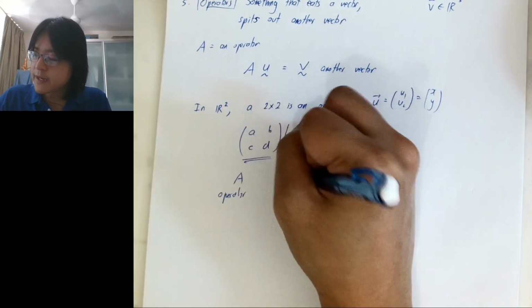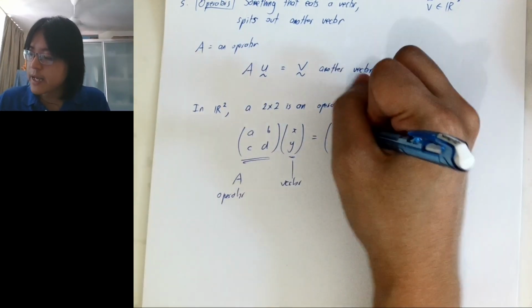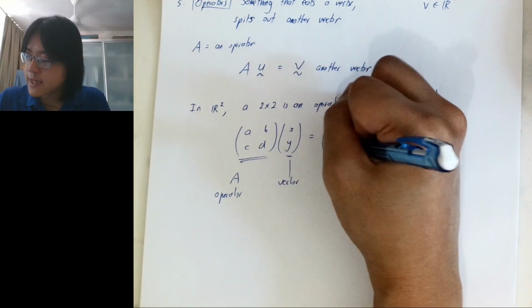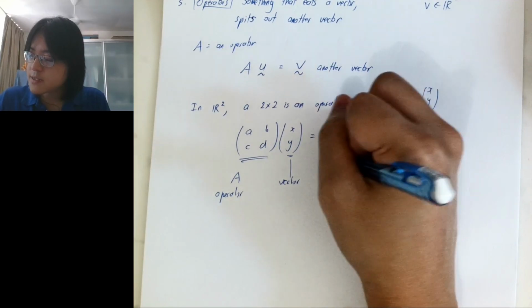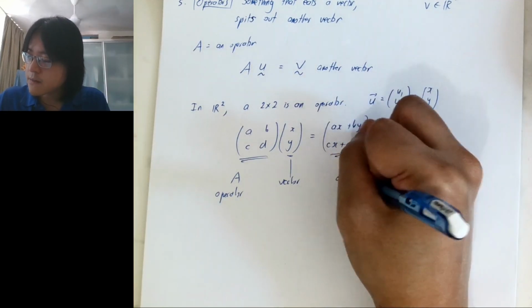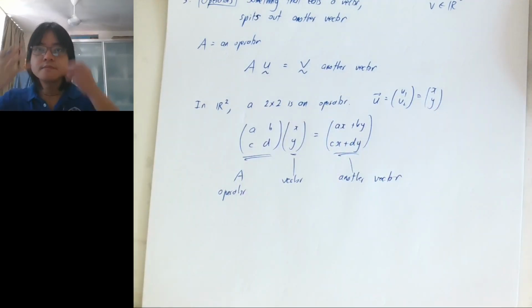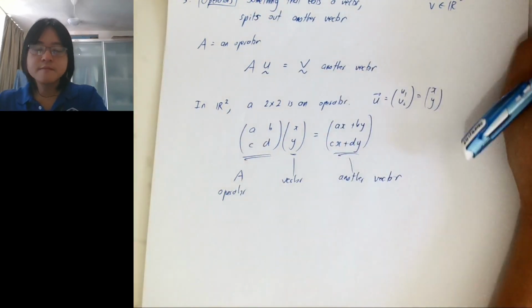So this is the operator, this is the vector, and you get a new vector. So you got AX plus BY, and then you got CX plus DY. So this is another vector.